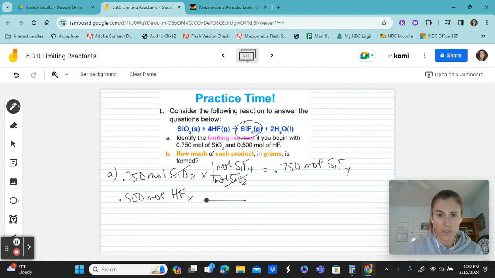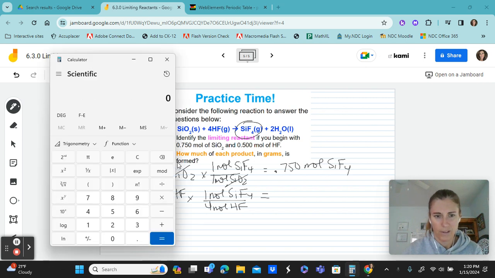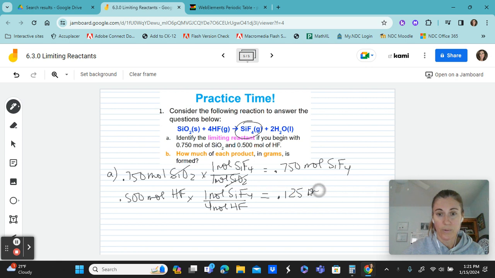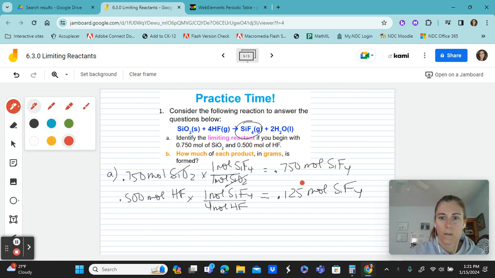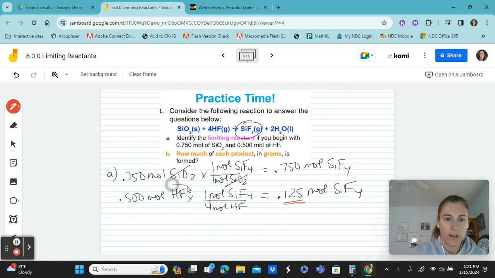Let's do the same thing with HF. I have 4 moles of HF on the bottom, 1 mole of SiF4 on top. So 0.5 divided by 4, I should be able to do this in my head. 0.5 divided by 4, yeah, 0.125 moles of SiF4. Remember, I'm solving for the same thing so I can compare them. This one is less than this one. So go back to what you start out with. This is my limiting reactant, HF.